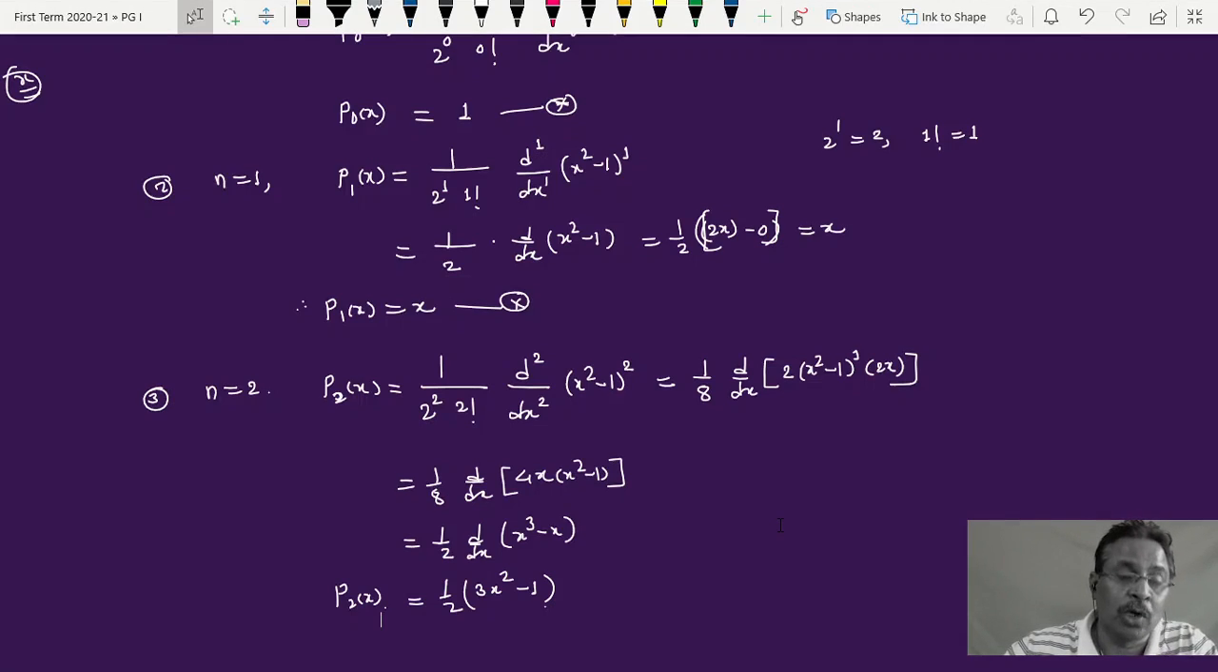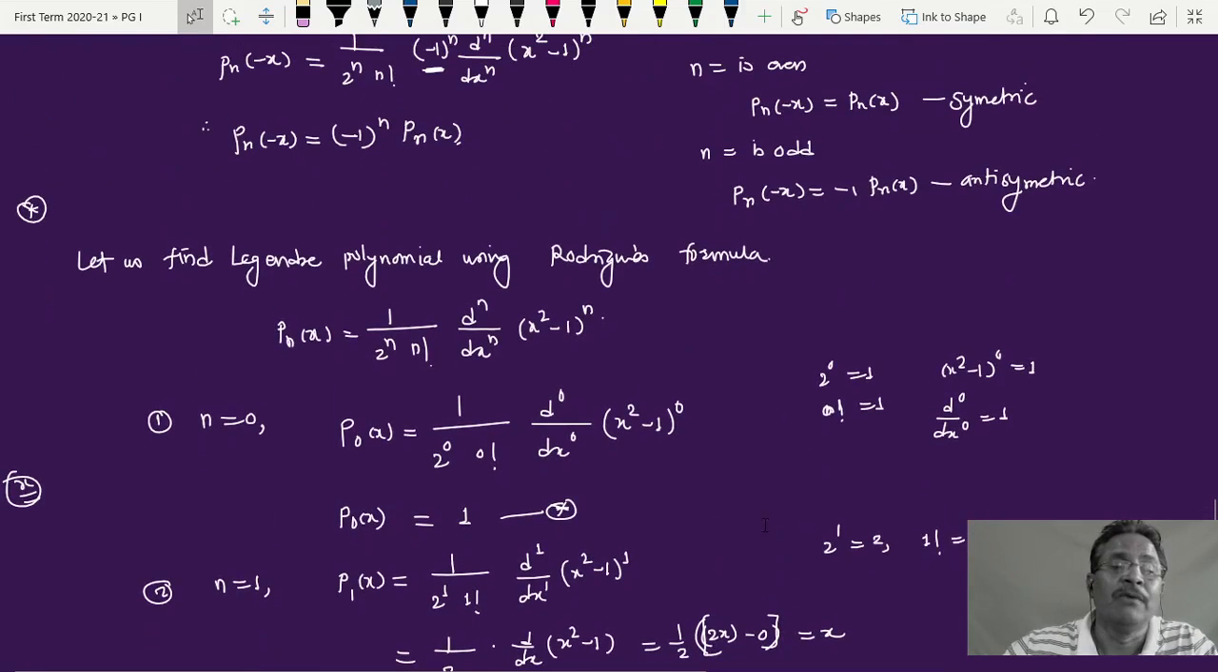The first three Legendre polynomials can be obtained very easily from this formula, which is called the Rodriguez equation or Rodriguez formula. So the Rodriguez formula for Legendre polynomial is P n of x is equal to 1 upon 2 raised to n into n factorial, multiplied by d raised to n upon dx raised to n of the bracket x square minus 1 raised to n. Solve this, you will get P0, P1, P2, P3, etc. So all Legendre polynomials can be obtained using this Rodriguez formula method.